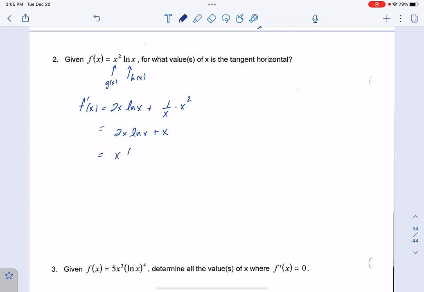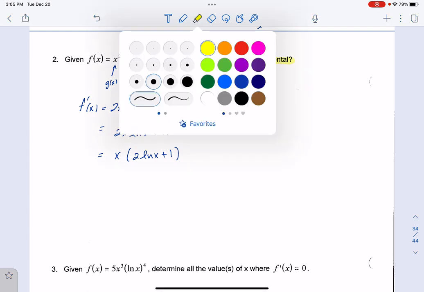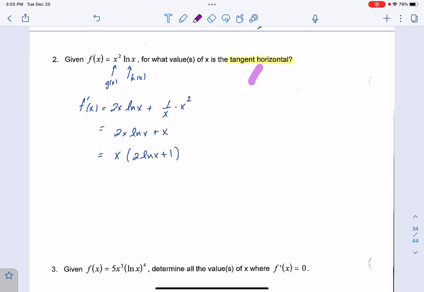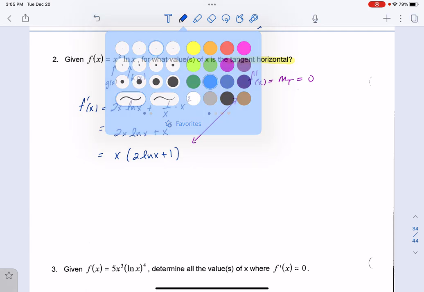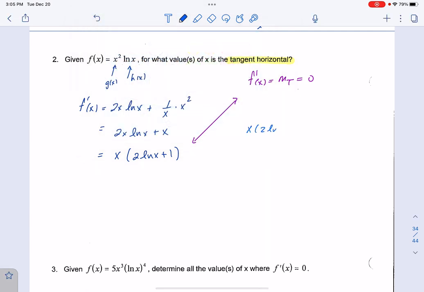And I can common factor that, and that'll give me x times the bracket 2 ln x plus 1. And it asked me to determine all the values where the tangent is horizontal. So to get a horizontal tangent, that means that f prime of x is equal to the slope of the tangent. If a horizontal line has a slope equal to 0, then our derivative has to be equal to 0. So what we're going to do is equate these two.